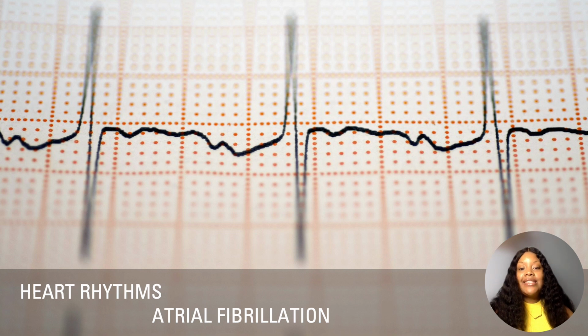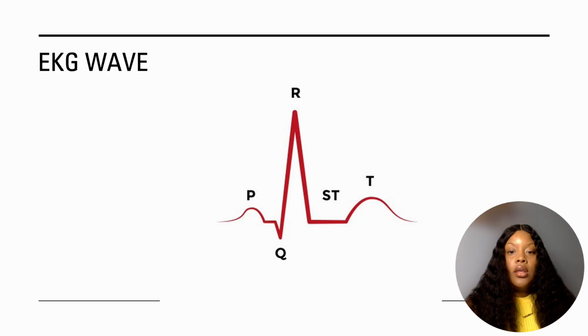So today's lesson will focus on atrial fibrillation. So let's get started. First I want to go over an EKG wave to let you know how it's supposed to look and what it actually means. Our P wave shows atrial depolarization. That means that the atrium contracts, and when the atrium contracts, it pushes the blood to the ventricles.